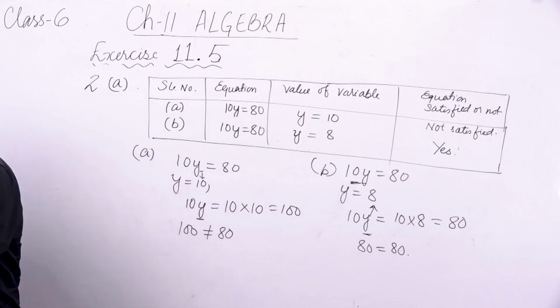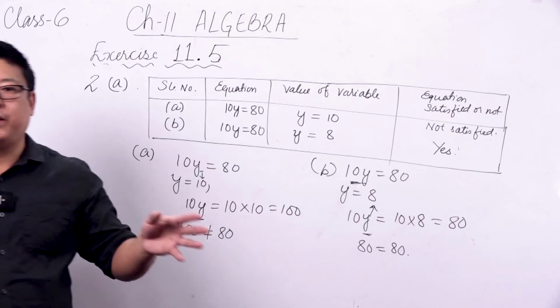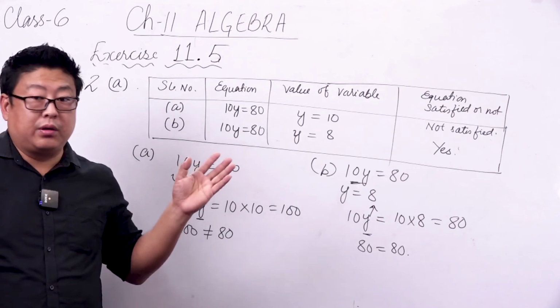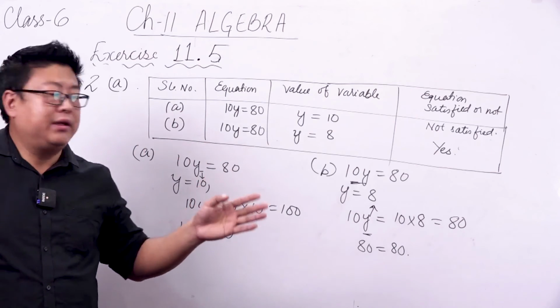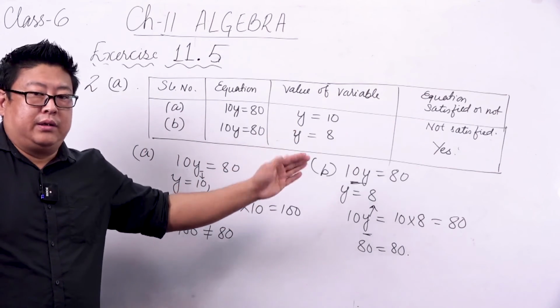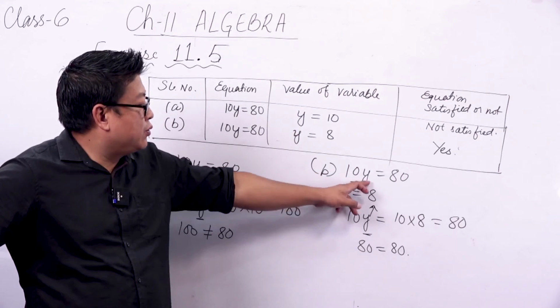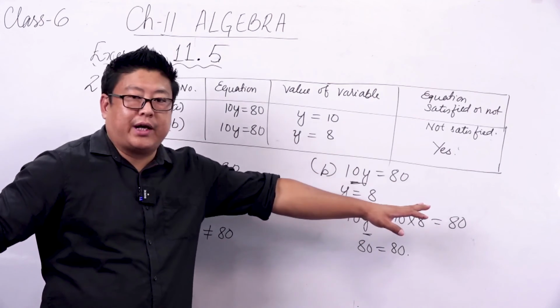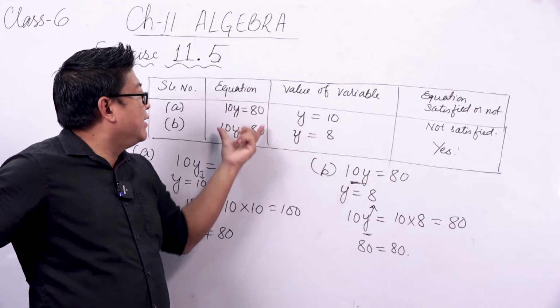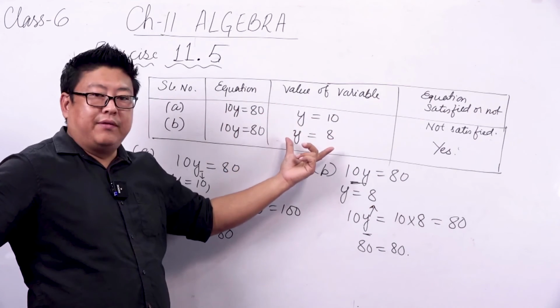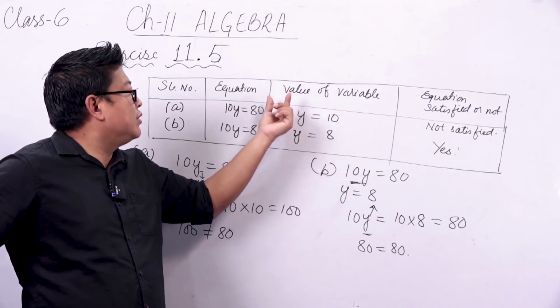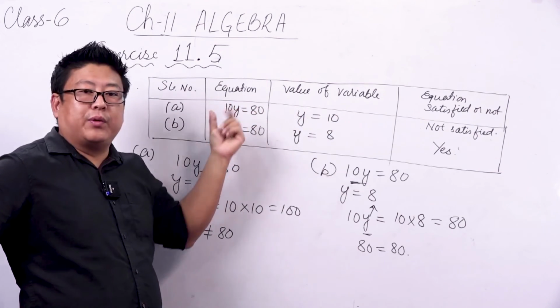Question number 2. The other instances where it is given, the other parts, other questions, they are all similar. You simply have to substitute the variable. Here I put, in place of this y, I put 8, multiplied and checked. All right. The condition is given like this. The value of variables are given. So you simply have to substitute the values into the equation given. All right.